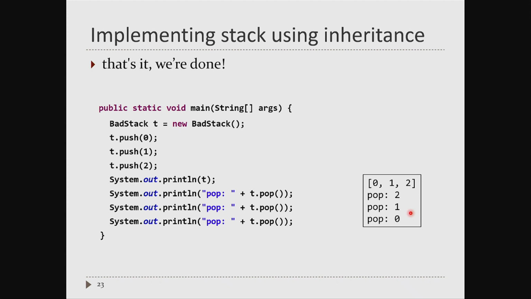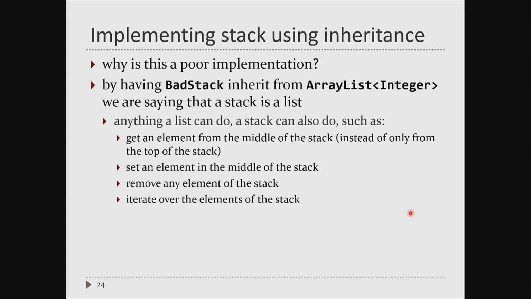You're good to go. You can call equals, compare 2 stacks to see if they have the same elements in the same order, and all sorts of other things. And that's the problem. You can do all sorts of other things. So why was this a bad idea? Because inheritance means is-a. So you're saying your stack is a list. What does that mean? It means anything that a list can do, your stack can do.